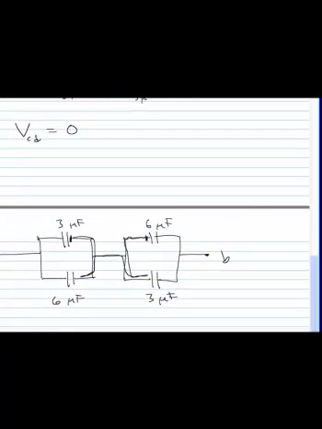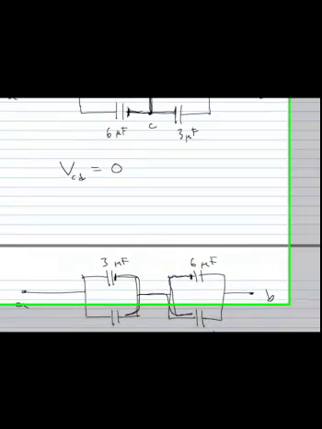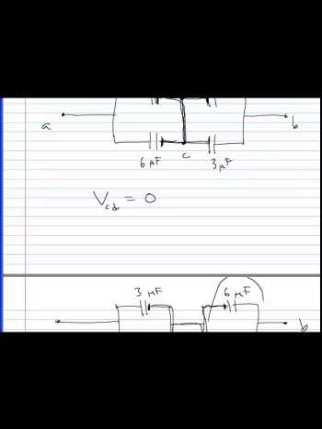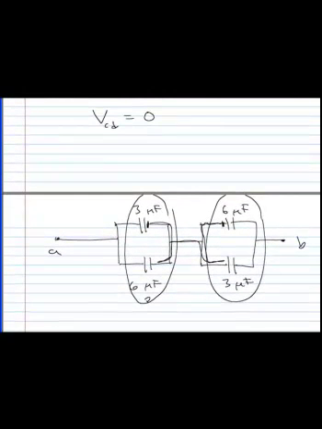The first thing we want to do is simplify. And so what you'll notice is you've got 2 capacitors here that are in parallel, and you have 2 capacitors here that are in parallel, and the first set is in series with the second set. So we're going to simplify this down a little bit.